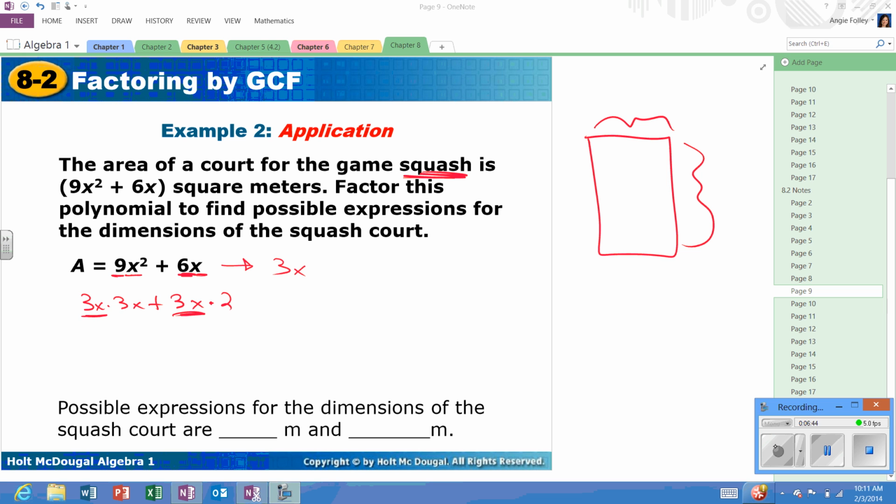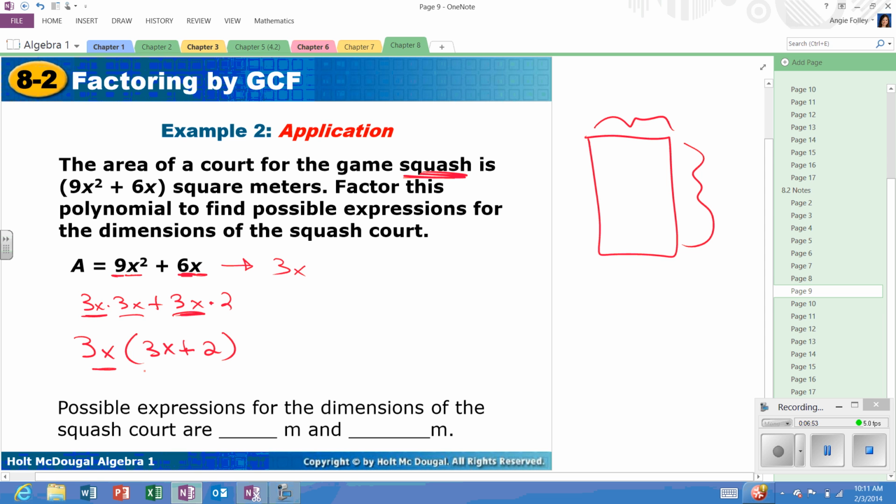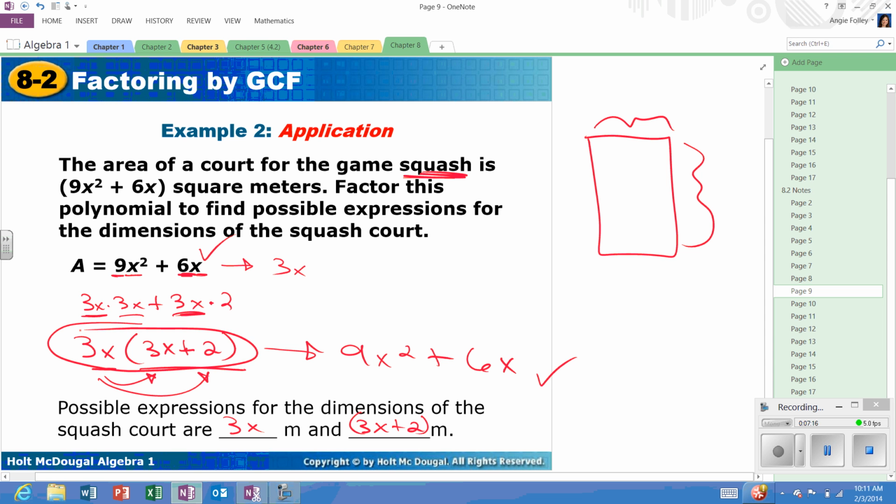So now I can rewrite this with the 3x out, and I have left inside a 3x plus a 2. So my products are 3x and then 3x plus 2. So again, let's review. You're pulling out the greatest common factor, and you're seeing what's left, that when you multiply it back, you'll get to the original answer. Because if I multiplied this back, I would still get 9x squared plus 6x, which is the original. So this is my factored form, okay?